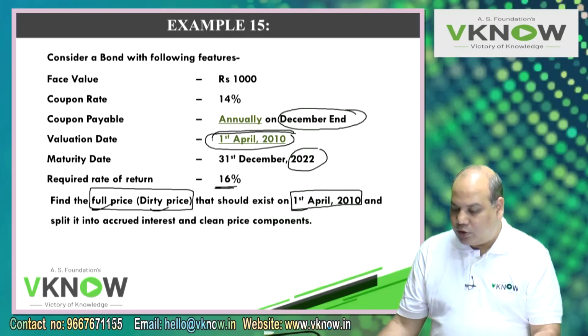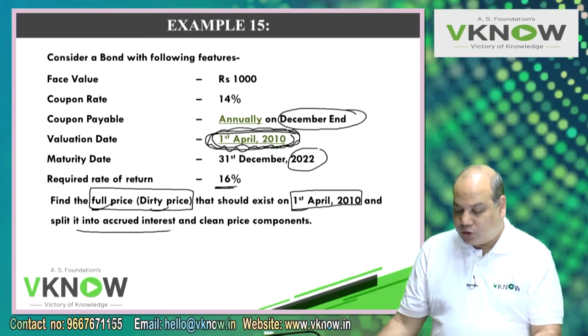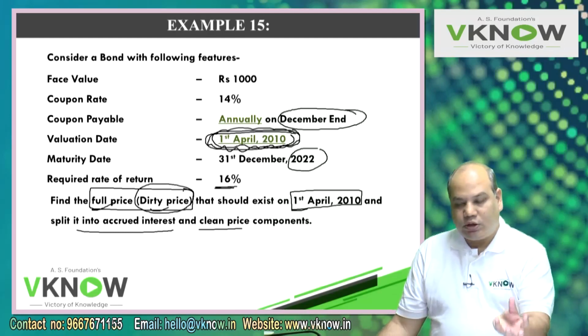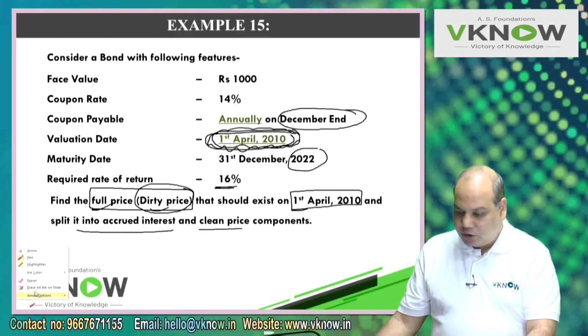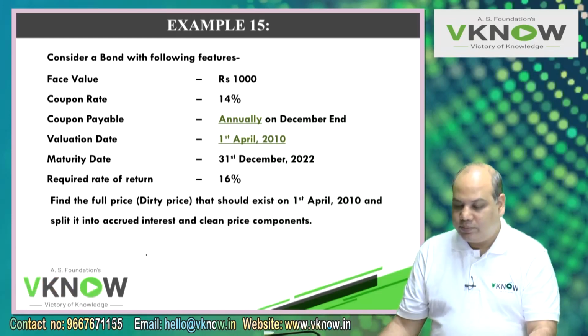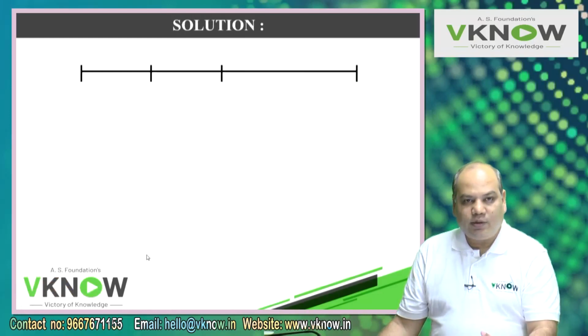So when you are valuing between two coupon payment dates, it will include some interest accrued. So that is why it is called dirty price. And then divide the dirty price into two parts, interest accrued and clean price. So out of this amount you have calculated, how much is interest accrued and how much is the clean price of the bond. To make your understanding easier, I am going to draw a timeline in this question. So you also follow me.